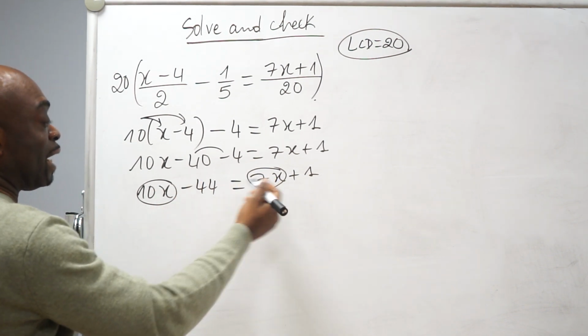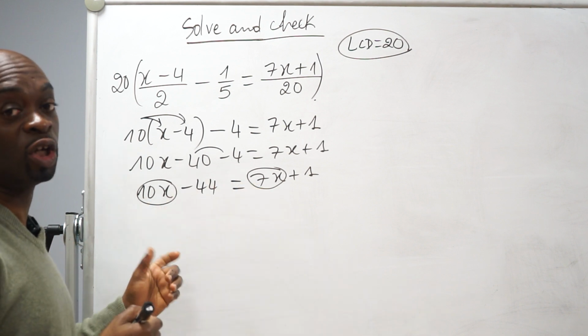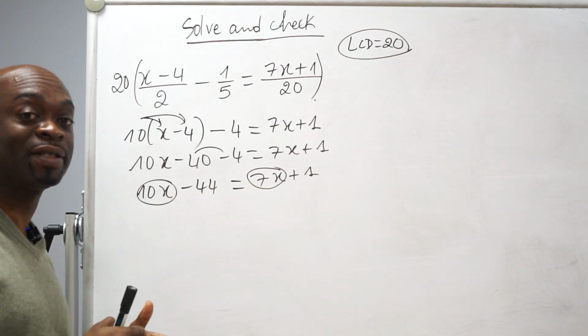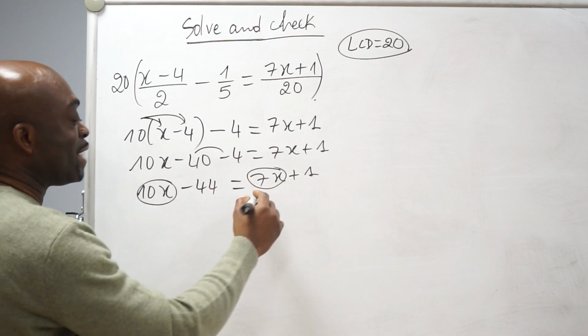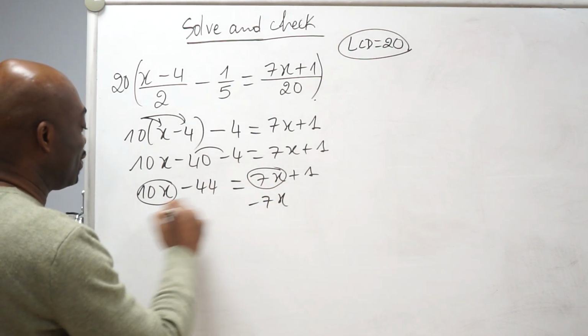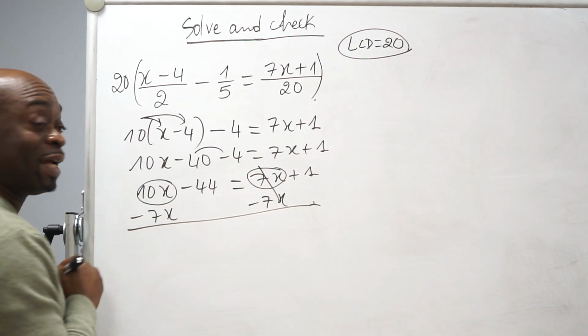I usually go from the lowest one to the largest one so that I can have a positive coefficient. All right? So 7 is lower than 10, so that means I would do negative 7x to combine them. So 10 minus 7 is what?